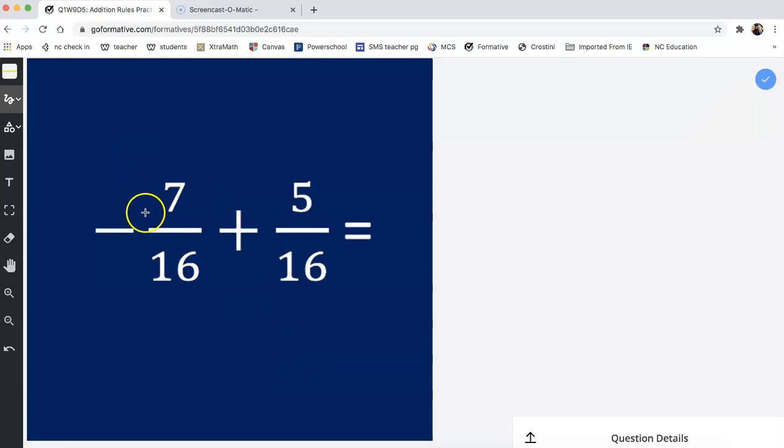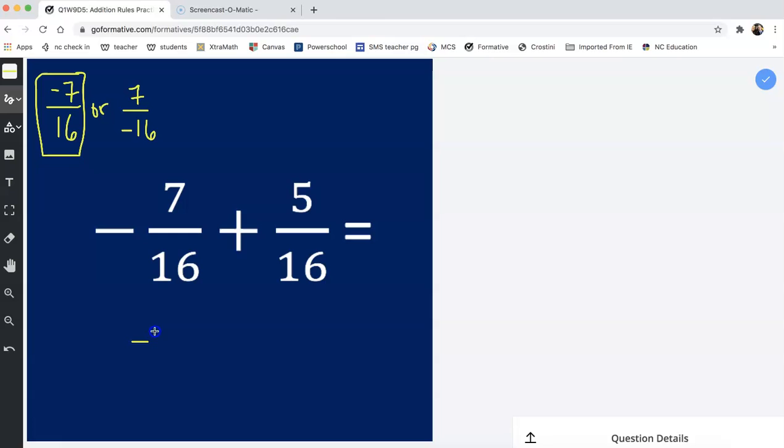First, I want you to remember that -7/16 you can also write like this. You could put the negative on the 7 in the numerator. Or you could also write this where you have the negative on the 16 in the denominator instead. These three versions are all equivalent. When we're adding with fractions, I'm going to want you to put the negative in the numerator.